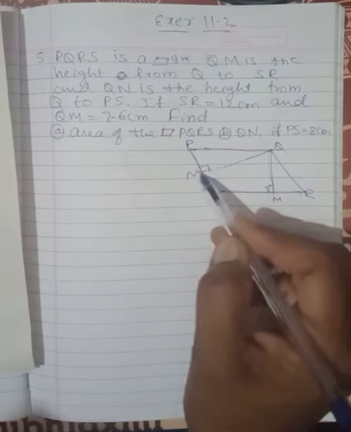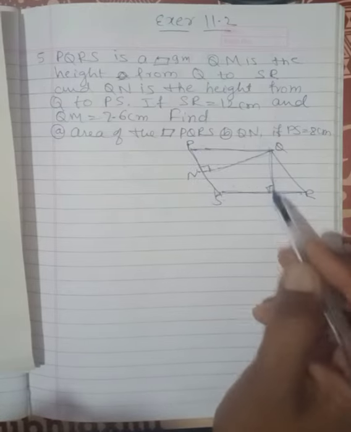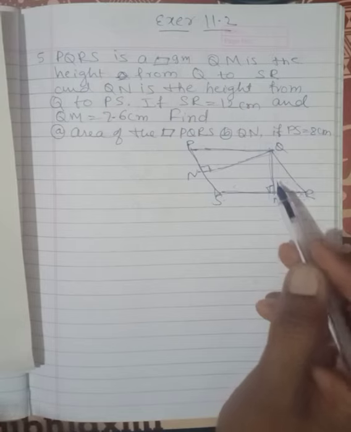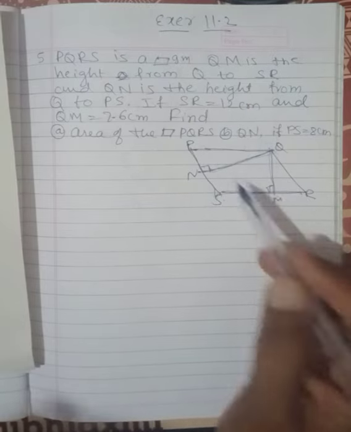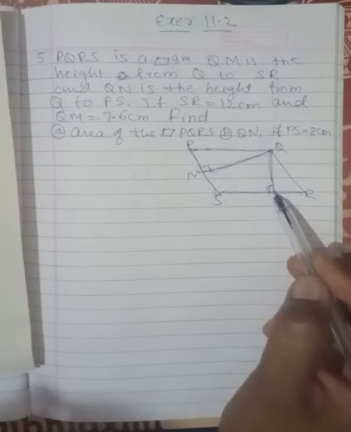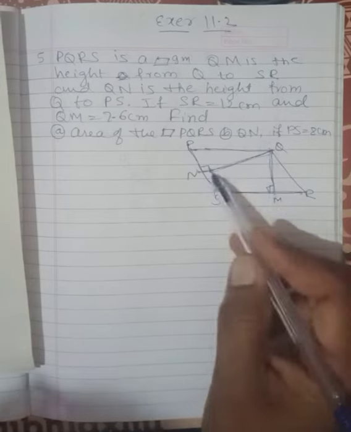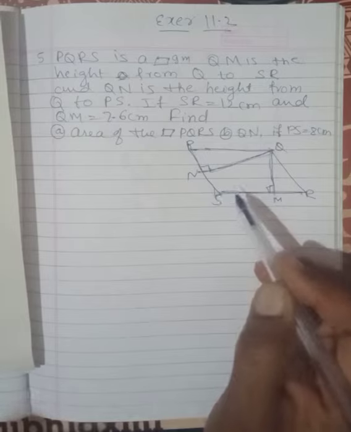If this is the base, it becomes the height. For this base, it becomes the height. Understand this one? Okay, depending upon the base, we have the heights. So, this height is not common for the parallelogram. This is the height with respect to this base, and this is the height with respect to this base. I want to repeat this one. Understand it?